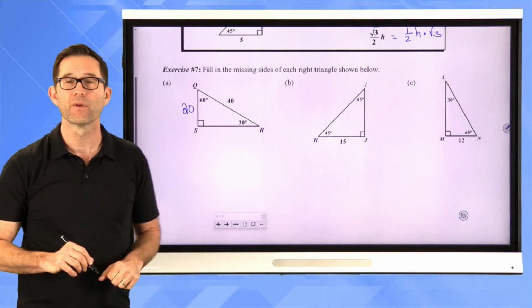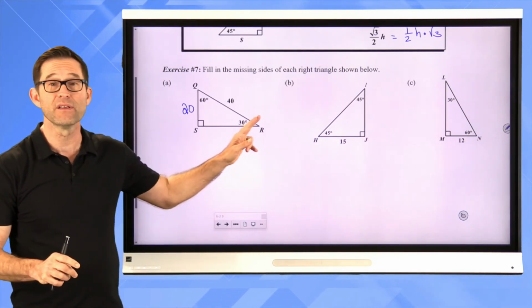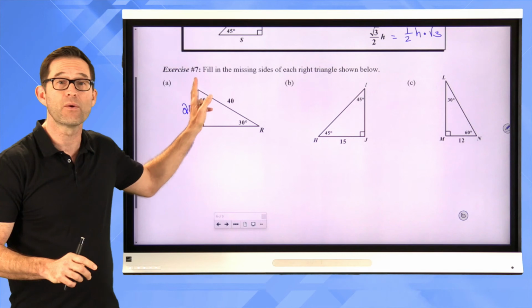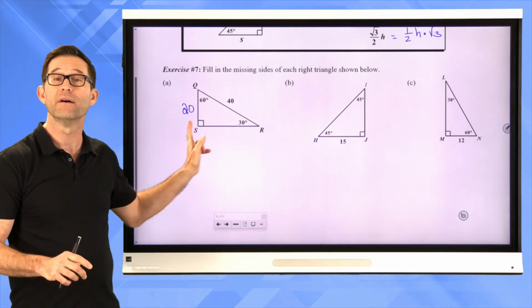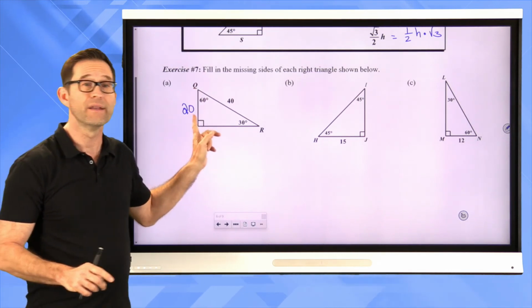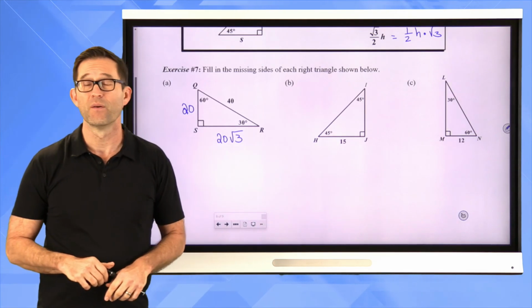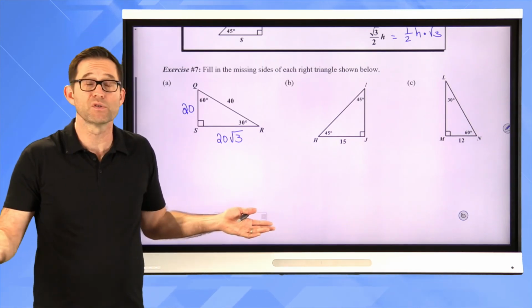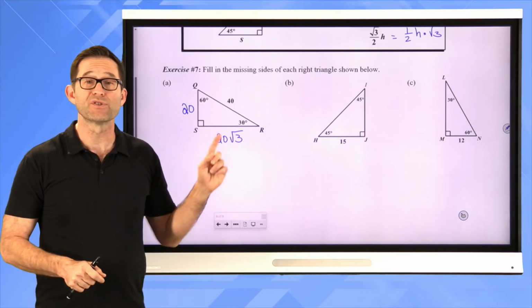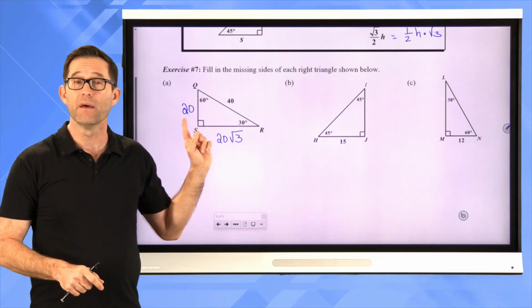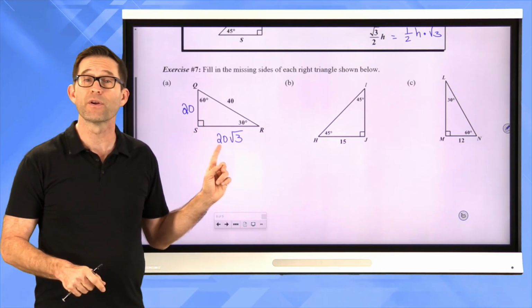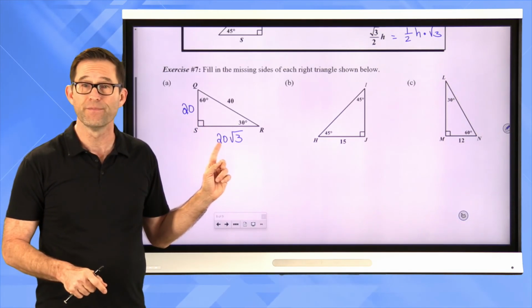It's 20. And again, that's simply because this is literally, let's say, the upper half of some equilateral triangle like that. All right, the longer side is going to be the shorter side times the square root of 3. Very fast. Now, again, just like before, if you have the 40 and the 20, you could certainly use the Pythagorean theorem to figure out the 20 times root 3.